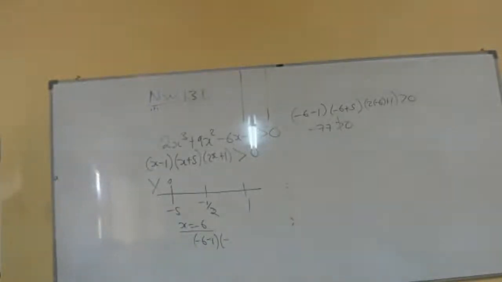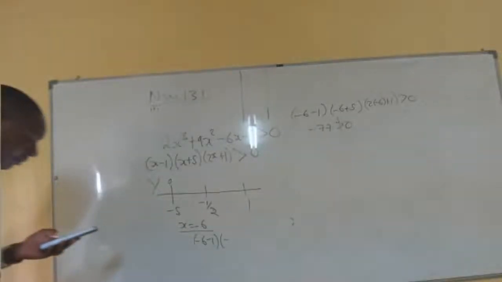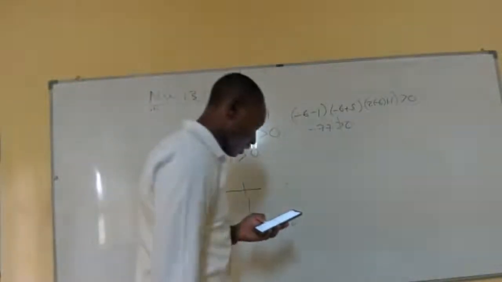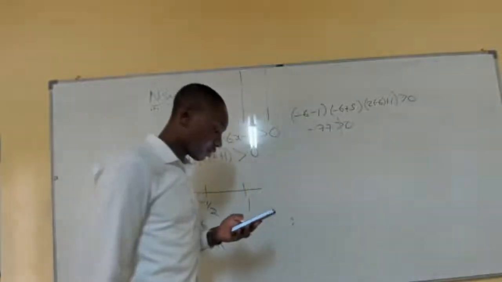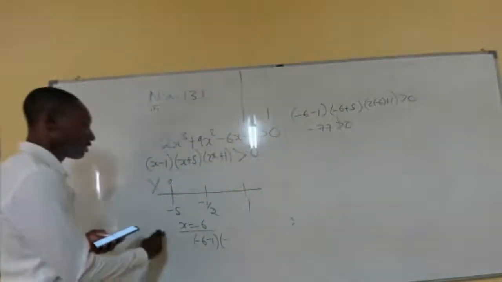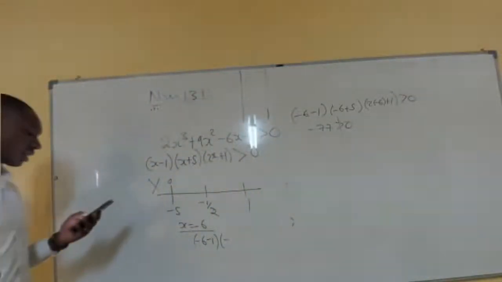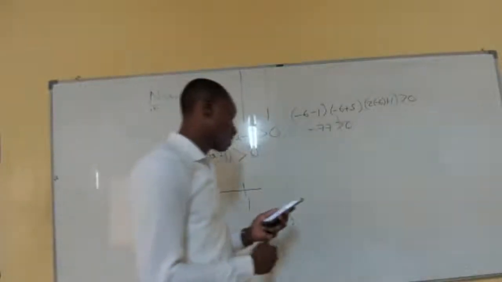we're looking for. Okay, next up we're going to pick a value that is in between. In this case, a value between negative 5 and negative half is negative 1, right? So let's pick negative 1.